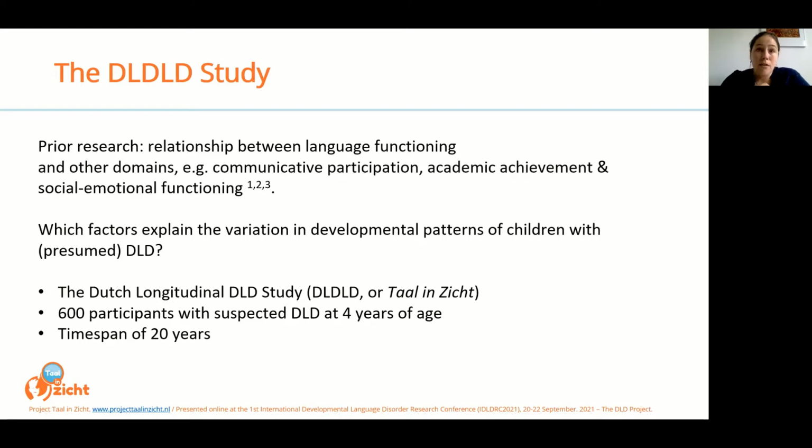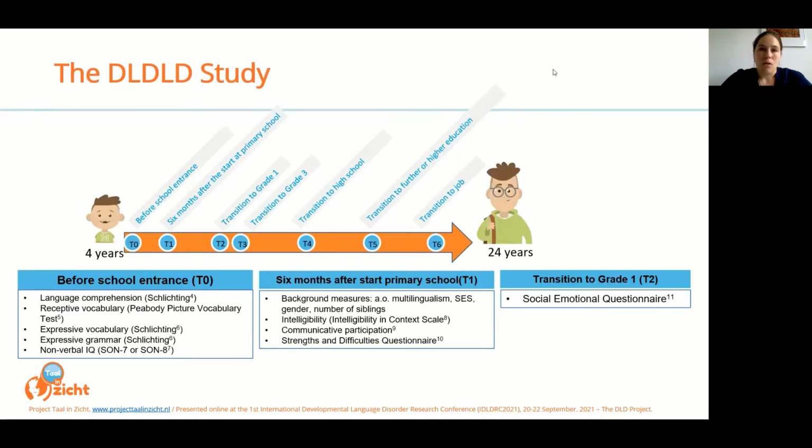So at the start of the project, we actually aimed to include 600 children with suspected DLD before they entered primary school, and to follow these children for 20 years. So we've identified some time points that we think are key transitional moments in life, such as the transition to grade 1, the transition to high school, further education, and the transition to a job. And today I'll show you some results that cover the first 3 time points.